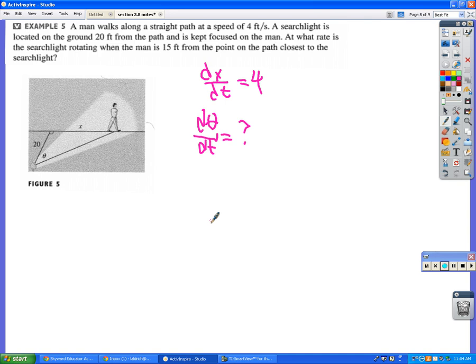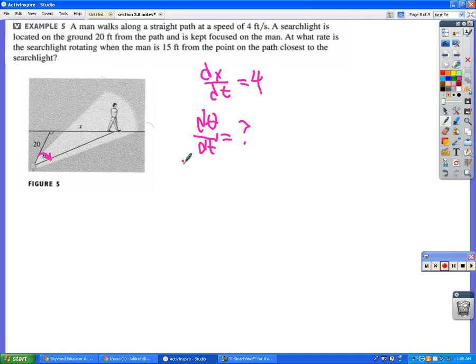Okay. So give us a formula that relates the information here in this triangle, the theta, the 20, and the x. You could use the Pythagorean theorem, but we're trying to find theta, so we're going to use it as an arctangent. Maybe. Because it's one we can use.